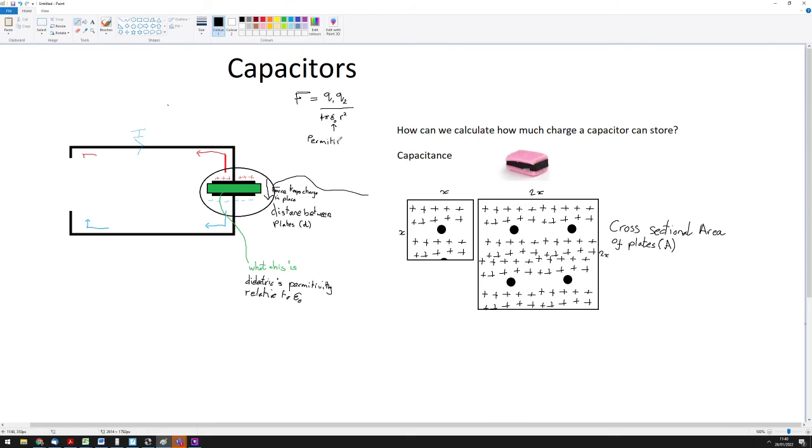Epsilon naught, I'm writing this so you can get the spelling right: permittivity of free space. By free space, we mean a vacuum. That is in your formula book: 8.85 times 10 to the minus 12. Our capacitors then have a relative permittivity relative to that permittivity of free space.